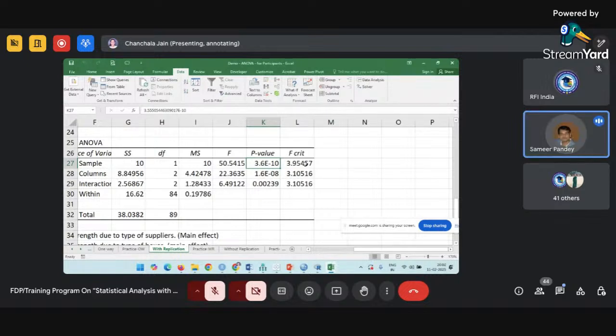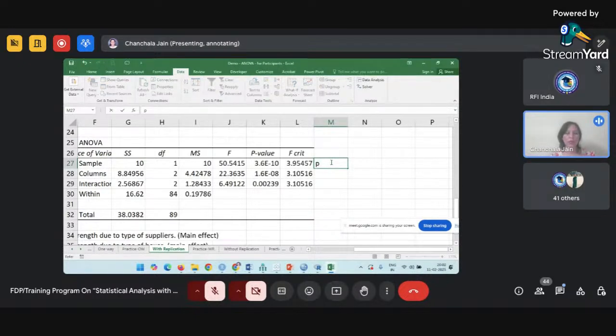Ma'am, here the null hypothesis is rejected, right? Very correct. So if I say the F statistic is greater than F critical, it means you are not accepting your null hypothesis. Similarly, looking at the P value also, you can find your P value is very small compared to your level of significance. In both the cases, we are going to reject the null hypothesis, right?